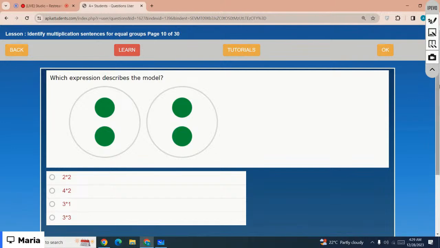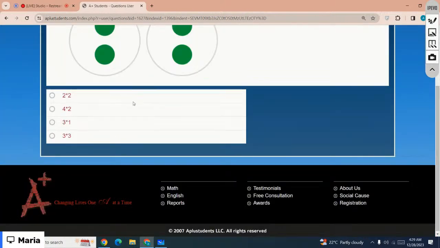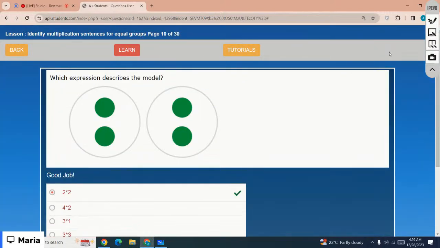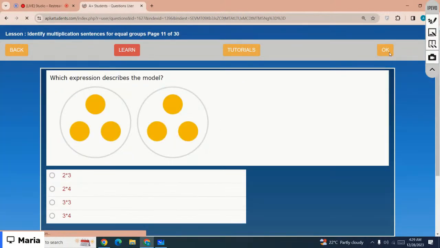Very good. That is 2 times 2. You have 2 groups, and in each group you have 2 dots. So that would be 2 times 2, right? Okay, you can complete the lesson by yourself later today. Let me just move on.